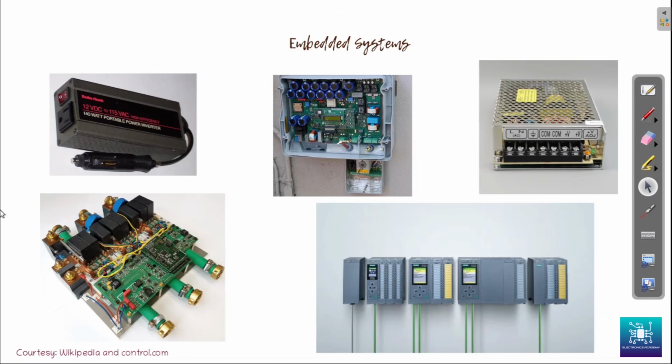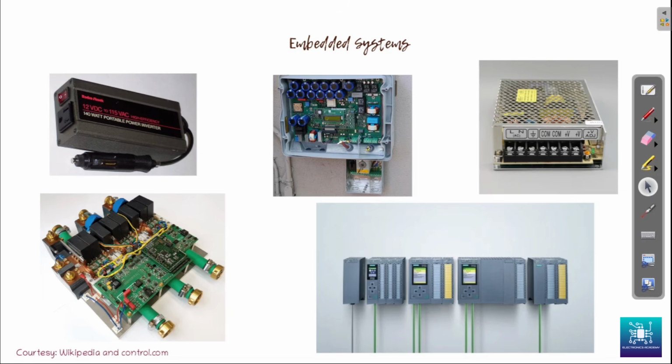And on the industrial side, you can find embedded systems as portable power inverters, or power inverters for that matter, which can have microcontrollers ranging from 8-bit to 32 bits. You have solar inverters, you have SMPS, and this is a programmable logic controller, or a PLC. So microcontrollers can be found in all of these equipments, and they can range from 8-bit to 32-bit.